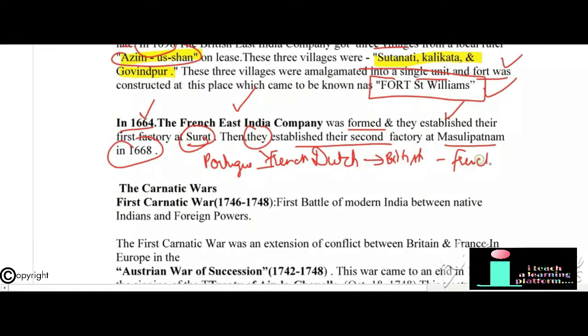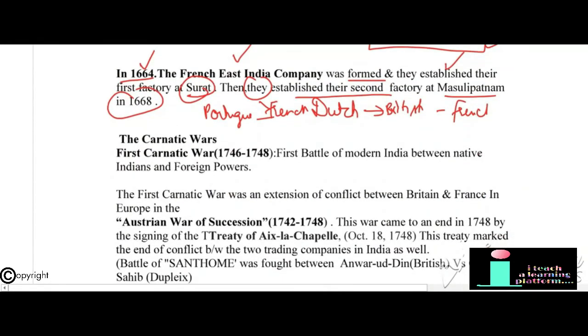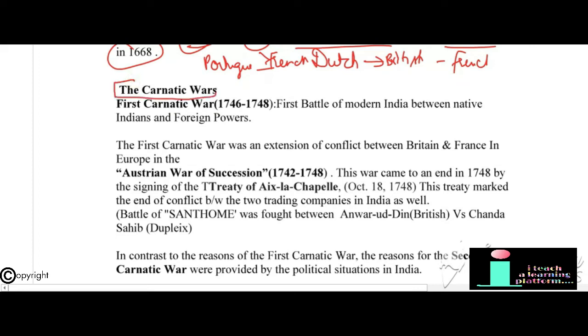So now moving to our second topic, the Carnatic Wars. These wars are very important, and in 3 to 4 years, one or two questions come from here also. The first Carnatic War was fought between 1746 and 1748. This battle is known as the first battle of modern India between the native Indians and the foreign powers.